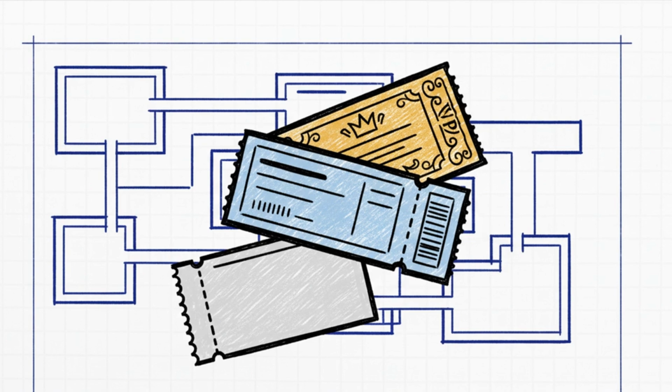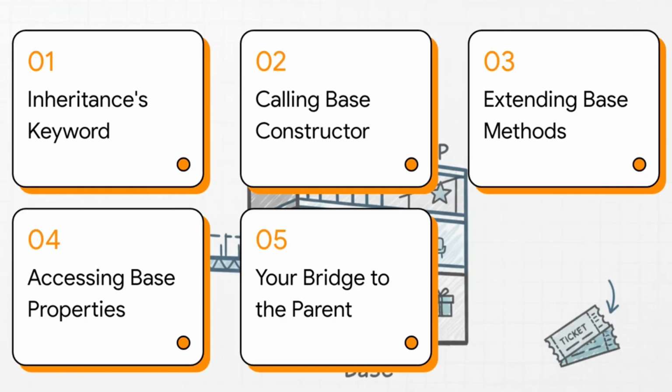Now, theory's great and all, but to really see how this works, we're going to get our hands dirty. We're going to build a multi-level ticketing system. This is the perfect way to see how base works in a real-world situation. So here's the game plan. First, we'll hit the most important job of base, making sure the parent's constructor gets called. Then, we'll see how you can add to methods without rewriting them. After that, we'll touch on grabbing data from the parent. And finally, we'll see how it all comes together.